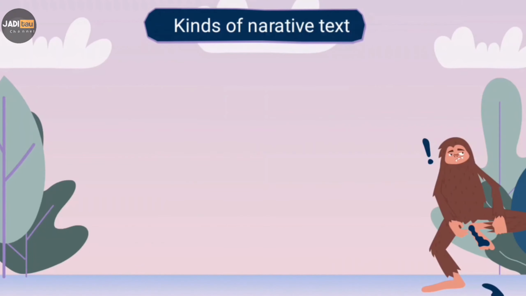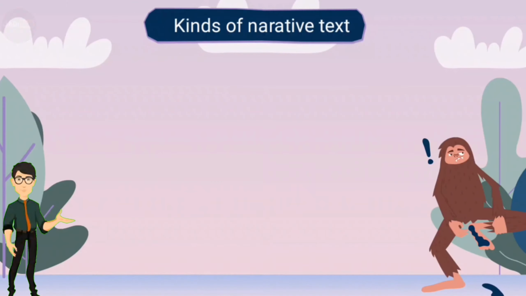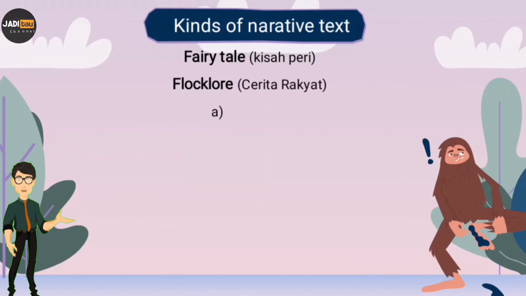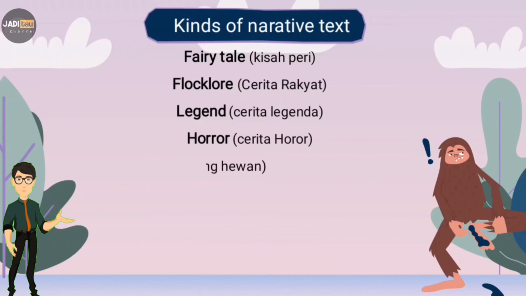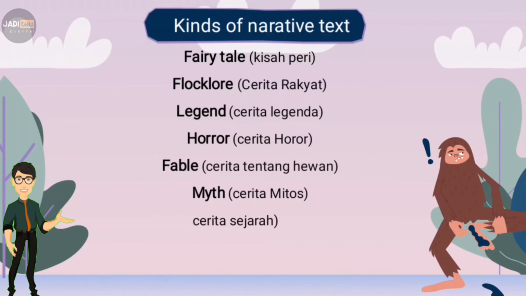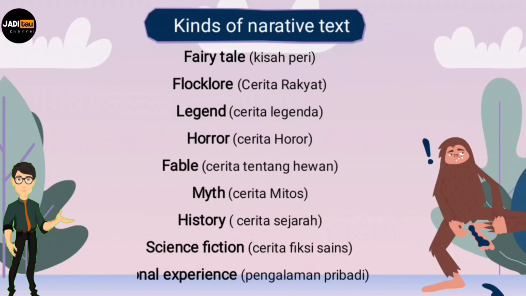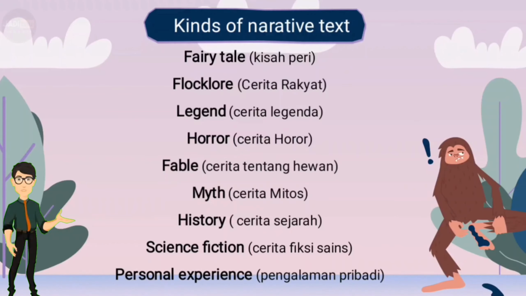And now kinds of narrative text. Dan sekarang adalah macam-macam teks naratif. The first is fairy tale, yaitu kisah peri, seperti Cinderella dan lain sebagainya. And the second, folklore, cerita rakyat. And the third is legend, cerita legenda. And the fourth is horror, cerita horor. And the fifth, fable, cerita tentang hewan.